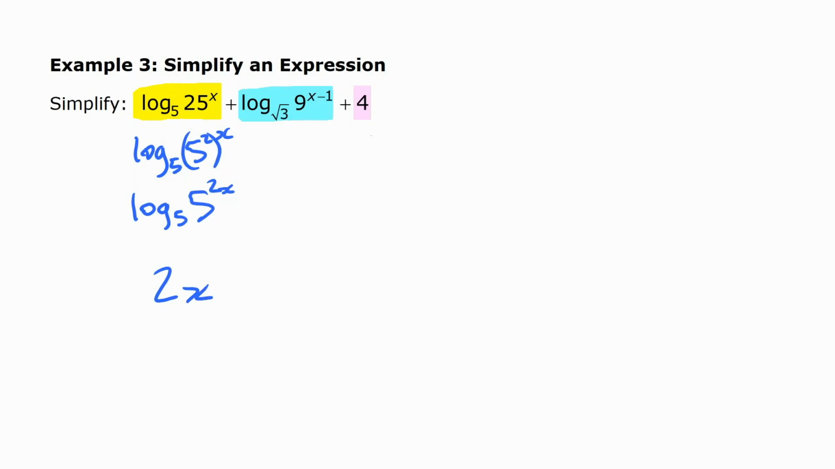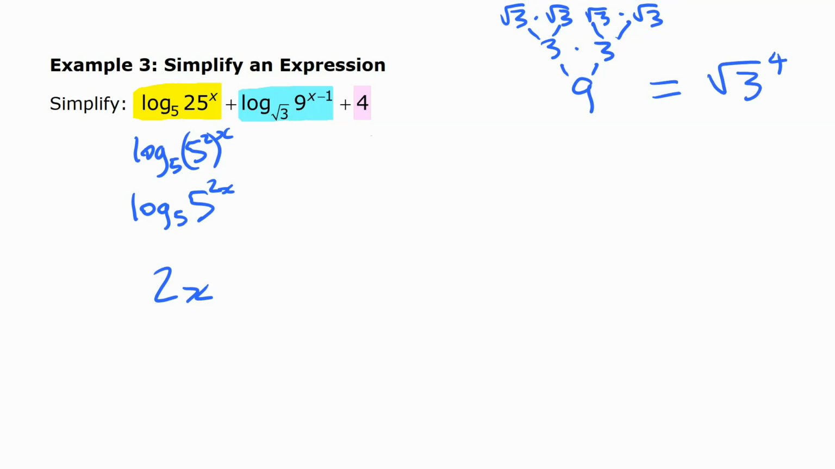The second term, log base root 3 of 9 to the x minus 1. Well, log base root 3, that sounds and seems a little bit more challenging, but we're doing exactly the same thing. We're thinking, how can we write this as a power of root 3? Well, 9, I'm assuming that you recognize 9 is like 3 times 3. But each of those 3's is like root 3 times root 3. So actually, 9 is 3 times 3, or it's root 3 times itself 4 times, right? Or root 3 to the 4th power. 9 is equal to root 3 to the 4th power.